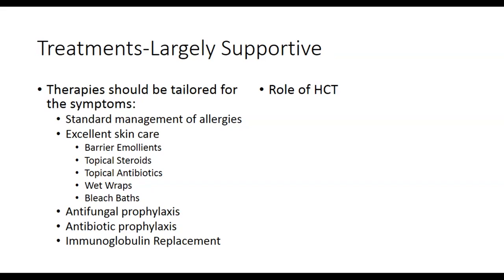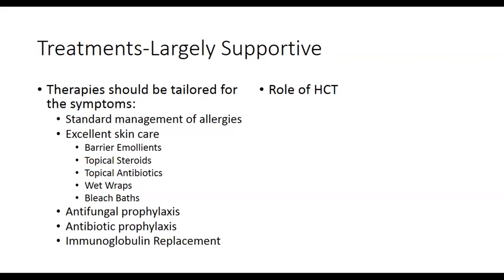But then for more severe cases, we will do things like wet wraps. I'm happy to get into that in more detail, but in the interest of time, I'm gonna just leave it as a one-liner, and bleach baths periodically through the week, or swimming in a chlorinated pool often helps for many patients. In patients who have demonstrated trouble with recurrent mucocutaneous candidiasis, we use antifungal prophylaxis. In patients who have had recurrent staphylococcal infections, using anti-staphylococcal directed antibiotic prophylaxis, and in selected patients, particularly if there's an element of a specific antibody deficiency, using immunoglobulin replacement is really helpful.